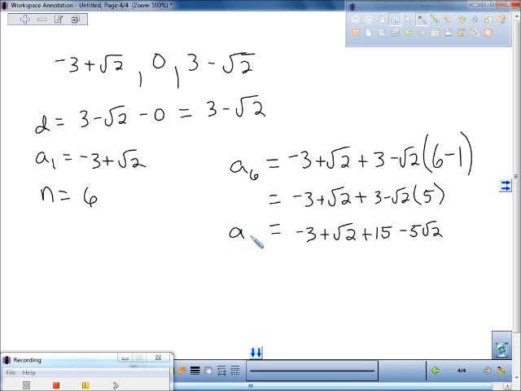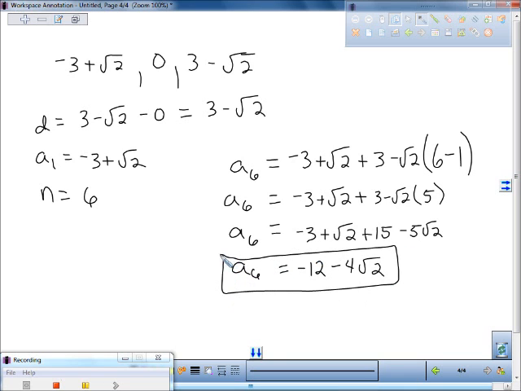We're still solving for the 6th term. Now when we combine all this, we combine the numbers and then combine the radicals. We have negative 3 and 15, so that gives us 12. Now we have square root of 2 minus 5 square root of 2, so it's going to end up being minus 4 square root of 2. And so that's our 6th term.